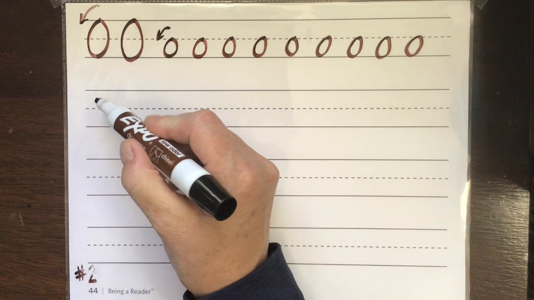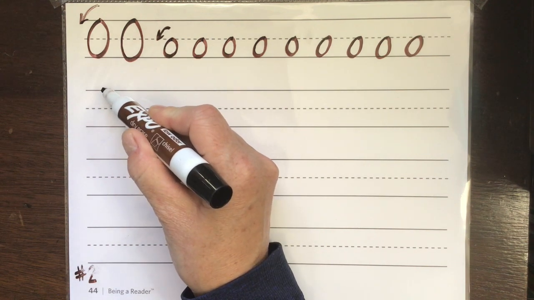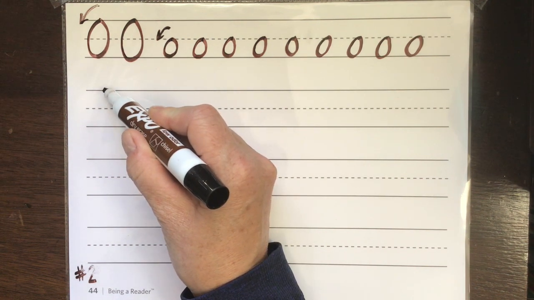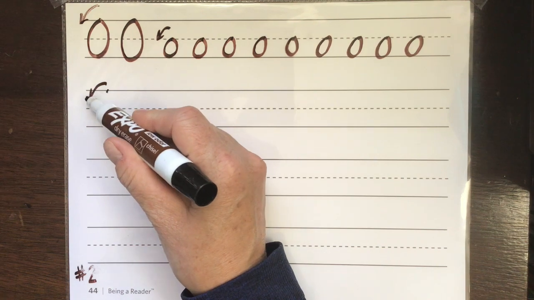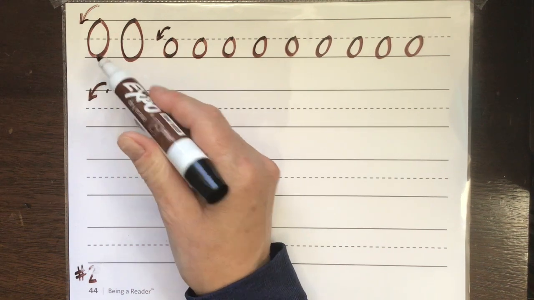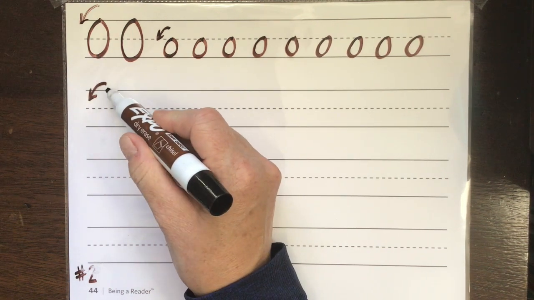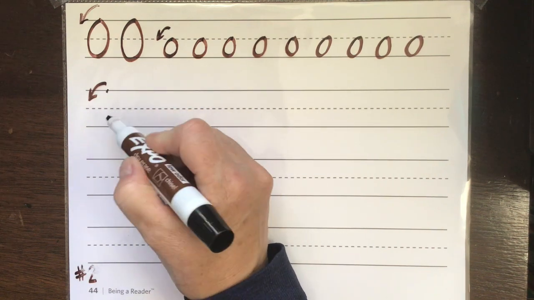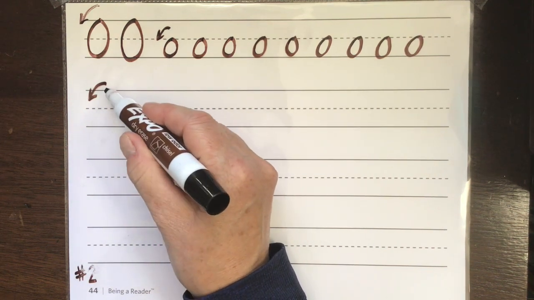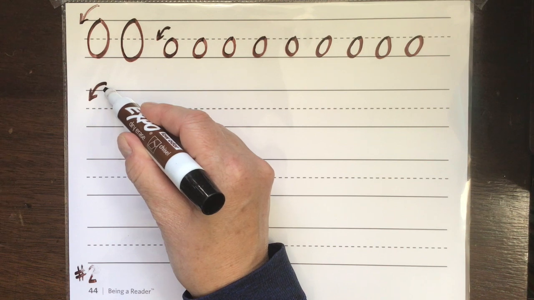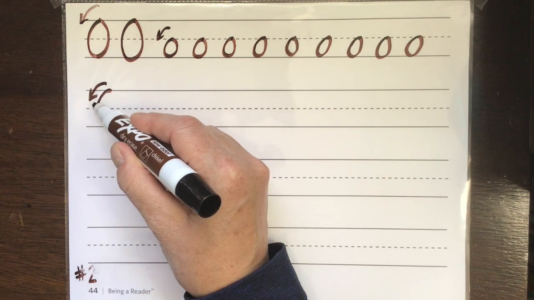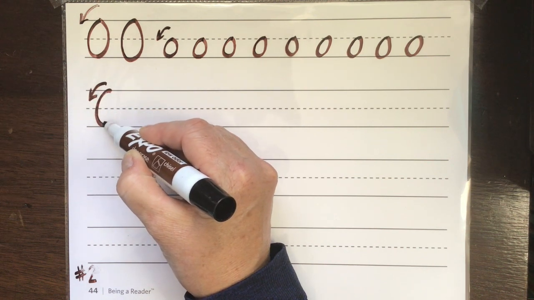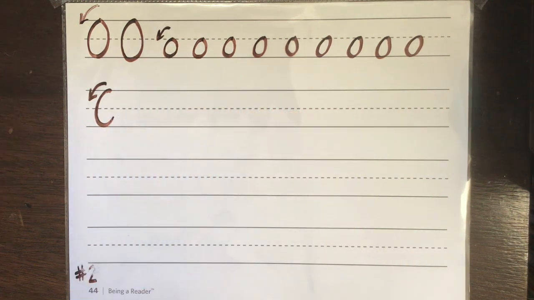So we're going to start exactly like we would start with the letter O. We're going to start here up at the top. We're going to go around in the same direction that we do with the letter O. But then we're gonna just stop without completing our circle. So start at the top, down just like you're gonna make an O, but don't finish your circle.